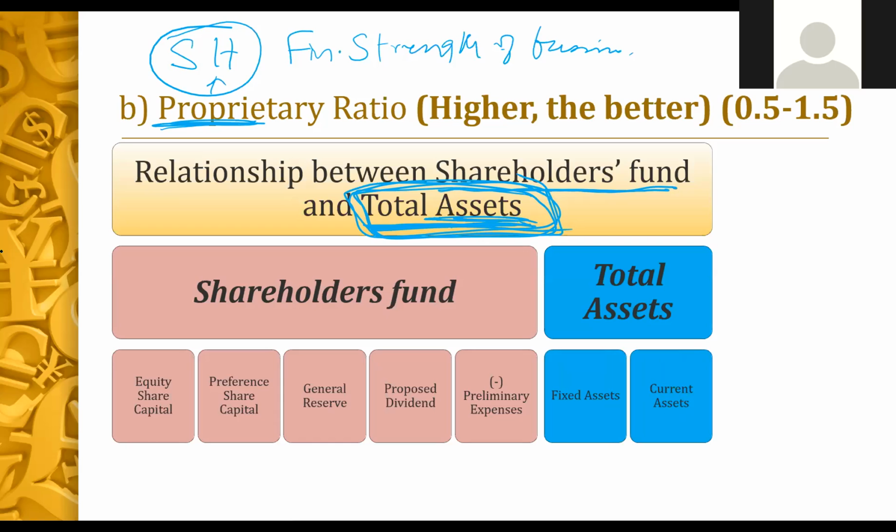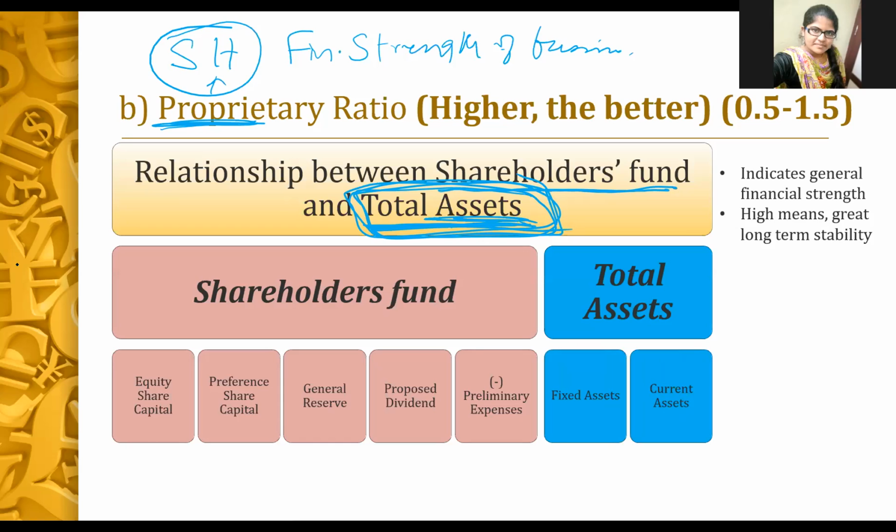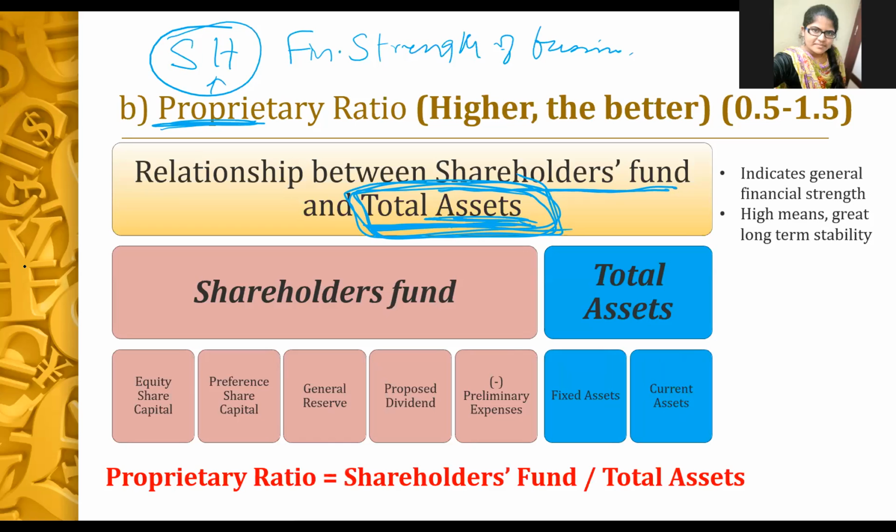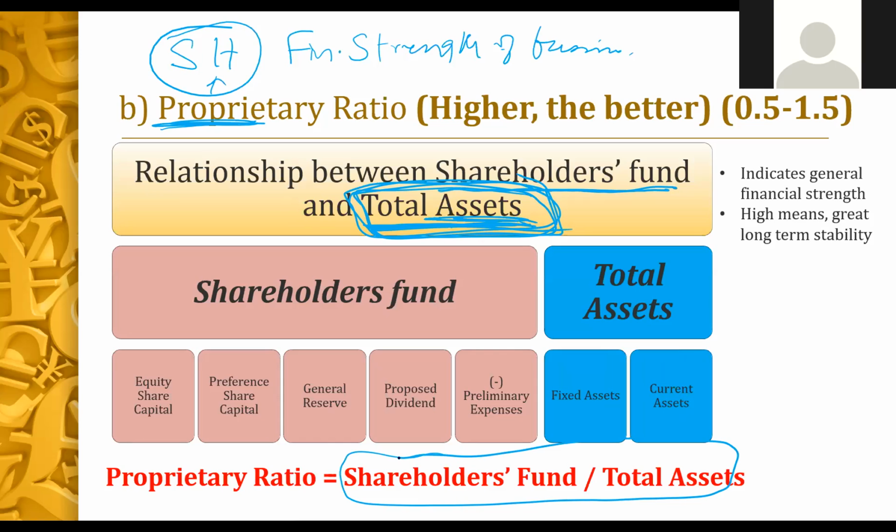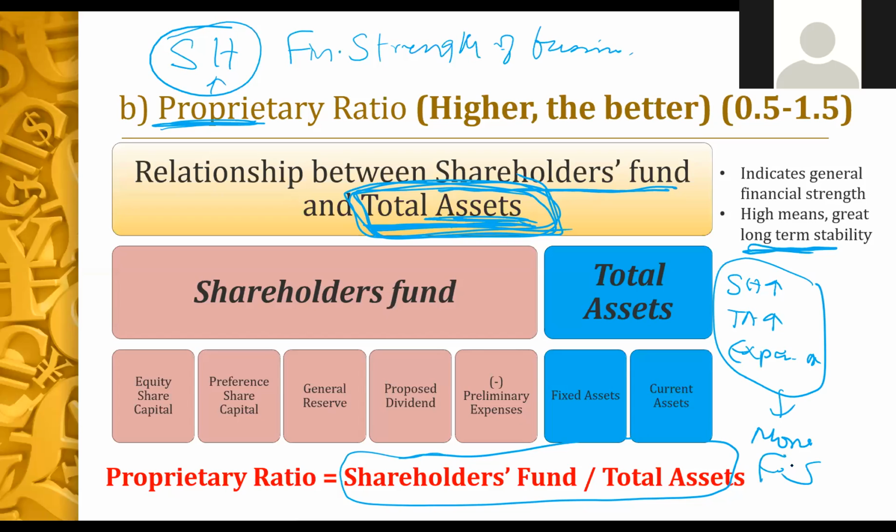What is the formula? Shareholders fund divided by total assets. So this ratio tries to identify the general financial strength of the business. And if this ratio is high, it means it has long-term stability. What is the reason? Shareholders fund increases, total assets increase, you are expanding. If you expand, you have more reach. If you have more reach, more business.